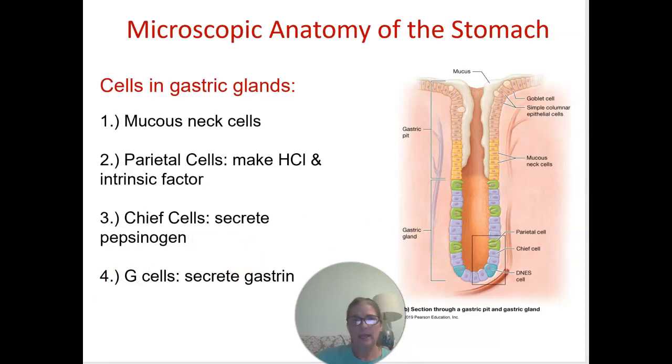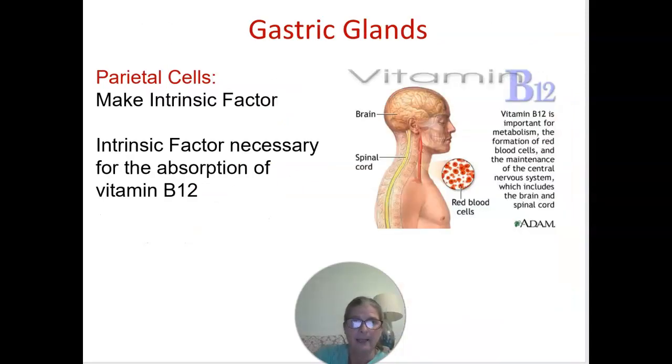So if we look at the parietal cells, they are going to make hydrochloric acid and intrinsic factor. And so we know, you might remember this, that intrinsic factor is necessary to absorb vitamin B12. So B12 is pretty big, and it has to bind to intrinsic factor made by your stomach, and then that's how we get it absorbed. And we need B12 to make red blood cells. So there is a type of anemia called pernicious anemia when we don't have enough B12.